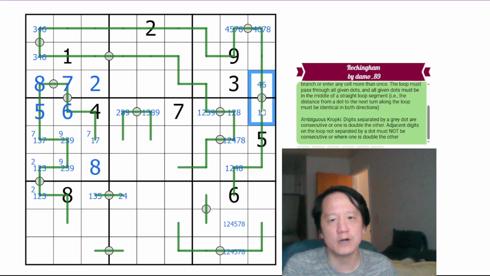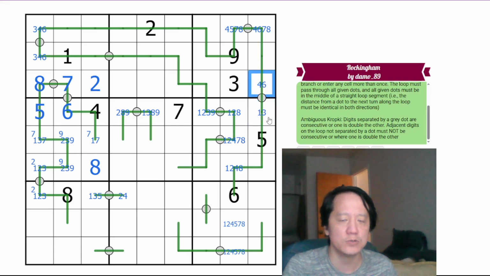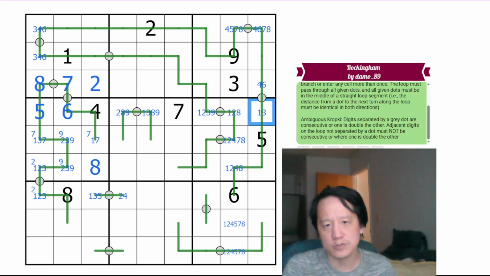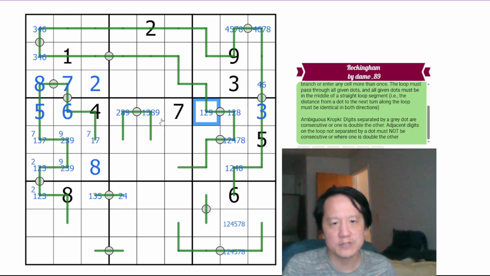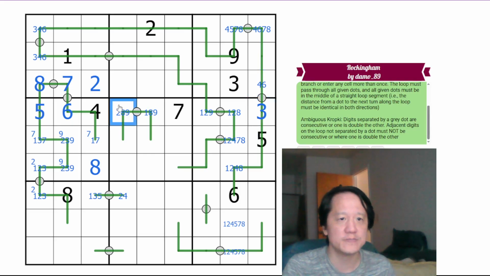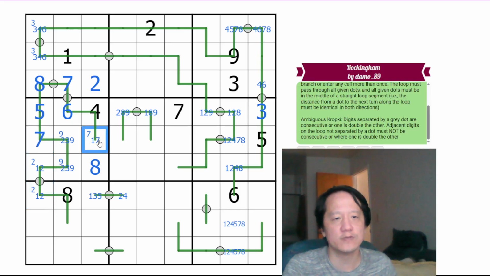So this can no longer be 1 here because 1 is guaranteed just to have to be next to a 2 if there's a dot between them. So this is 3. That eliminates 3 in the rest of the row. 3 is consecutive with 4, and it's in a 1 to 2 ratio with 6. This has to also be 3 for the same reasoning, because 3 is consecutive with 4 and in a 1 to 2 ratio with 6. So that eliminates 3 in the rest of the column. So this is 1, 2 as a pair, which means this can't be 1 or 2. It's 7, which makes that 1.